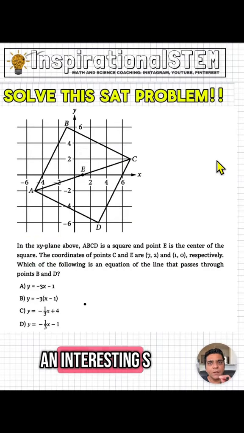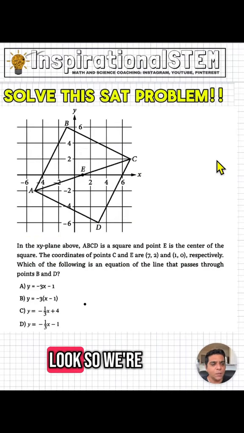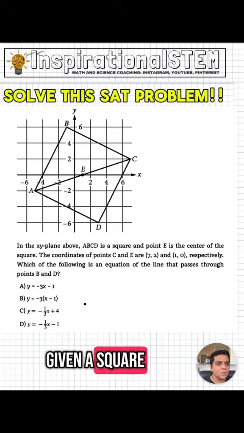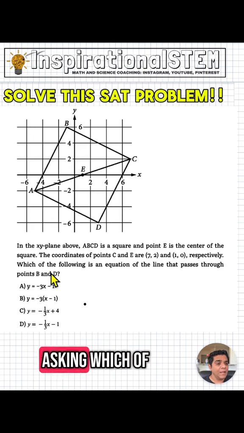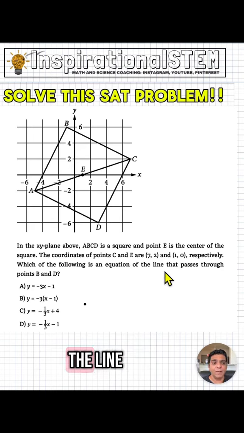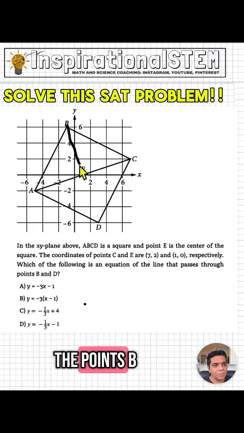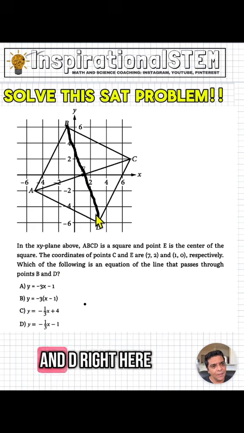This looks like an interesting SAT problem. Let's take a look. So we're given a square ABCD, and E is the center of the square, and the coordinates of C and E are given: 7, 2, and 1, 0. And then they're asking which of the following is the equation of the line that passes through the points B and D. So it passes through the points B and D right here.